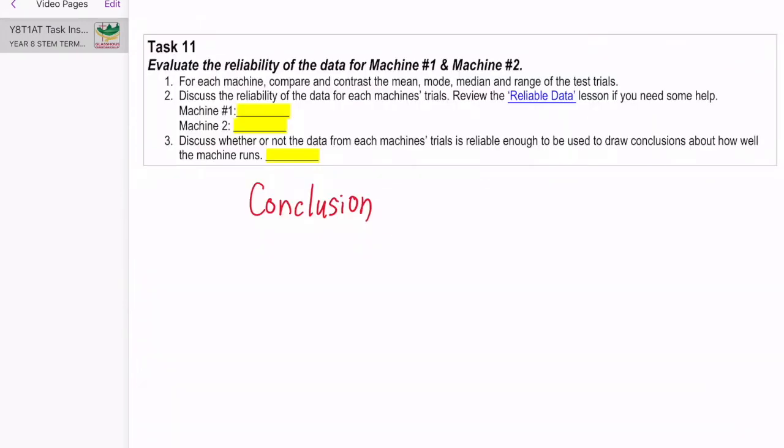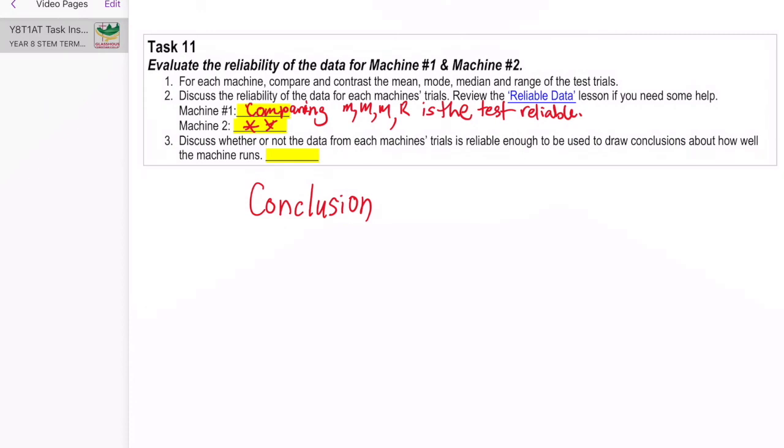So I want you to actually record down some information and talk to me about the reliability of machine 1. So in order to decide, you're comparing the mean, the median, the mode, and how big your range is, and telling me, is this test reliable? Okay, and that's what it all comes down to. And you're going to do the same thing for machine number 2 as well.